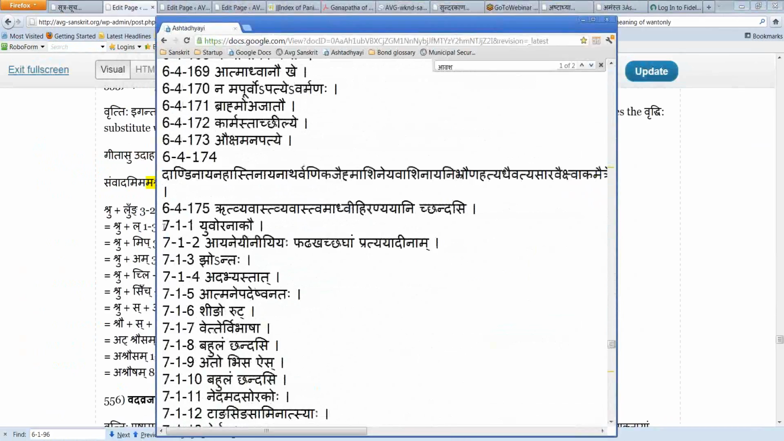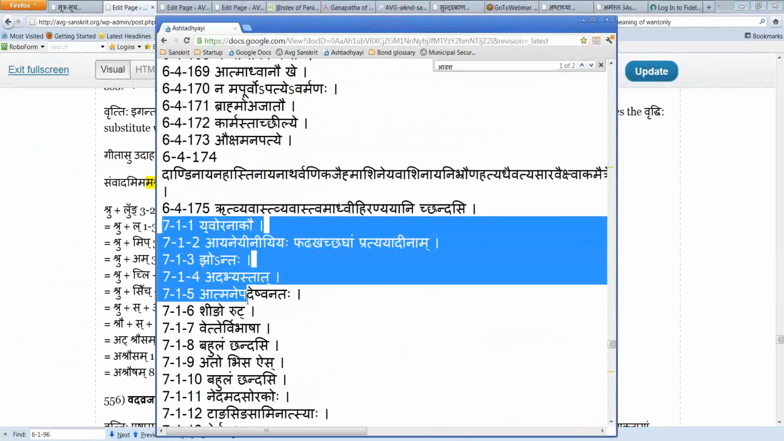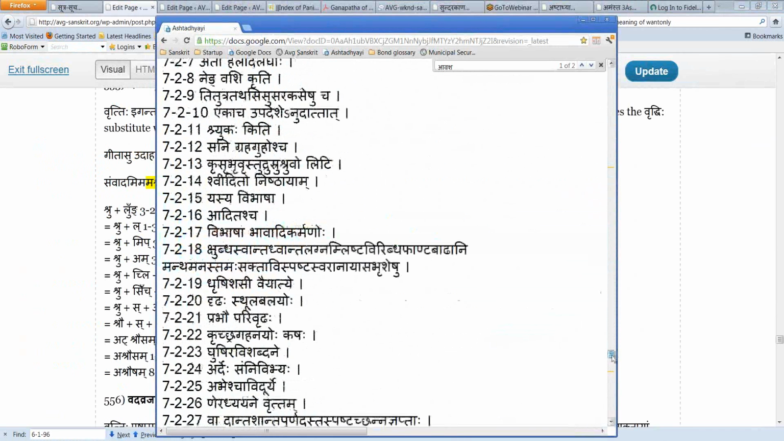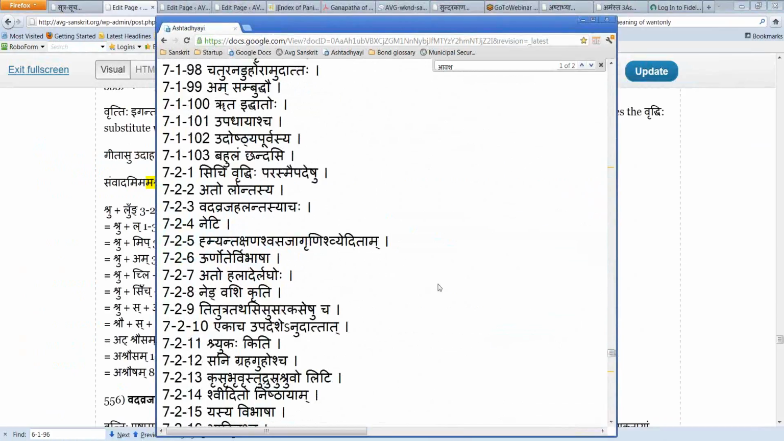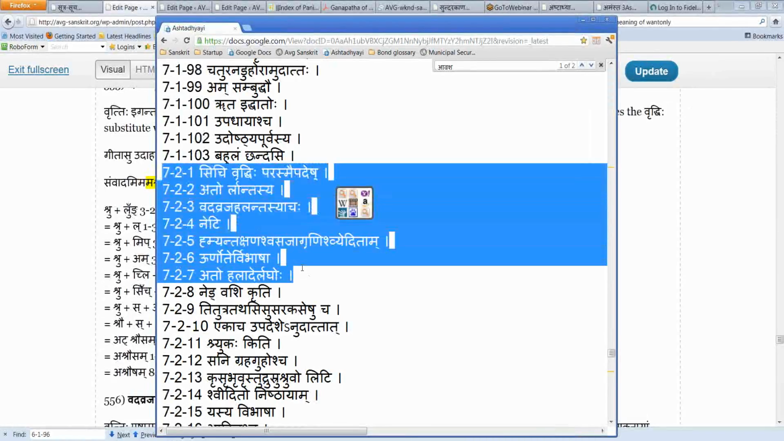Avashyam smartavyam. Idam prakaranam. This section about sichi vruddhif, 7.2.1. Dvitiye pade. Saptamasya dvitiye. Sichi vruddhif parasmapadeshu. Okay, and so from 7.2.1 to 7.2.7, please keep this in mind. This is the anga karyam. It's a special anga karyam. This is another way of spotting a lung lakaraha in parasmapadam.